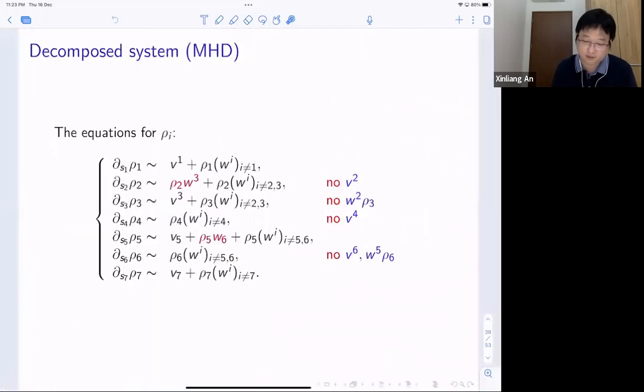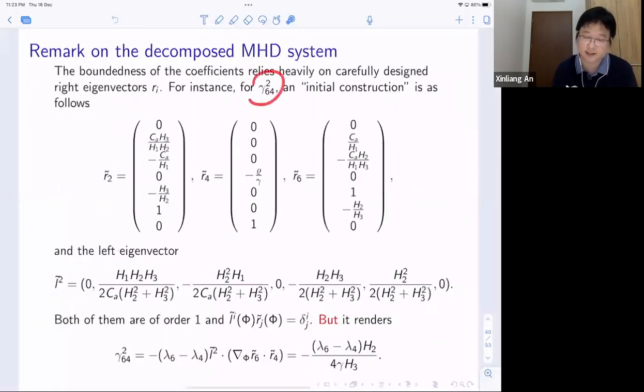To calculate this coefficient, we need to calculate, let's say, gamma 642, and this is defined to be here. It involves the left eigenvector and the derivative of the right eigenvector. From our experience with the elastic wave, this is our initial construction. This will be the right eigenvector, and correspondingly, we will have the left eigenvector. But if we check the coefficient, we will have something really bad, and this will give us a quantity which is here.